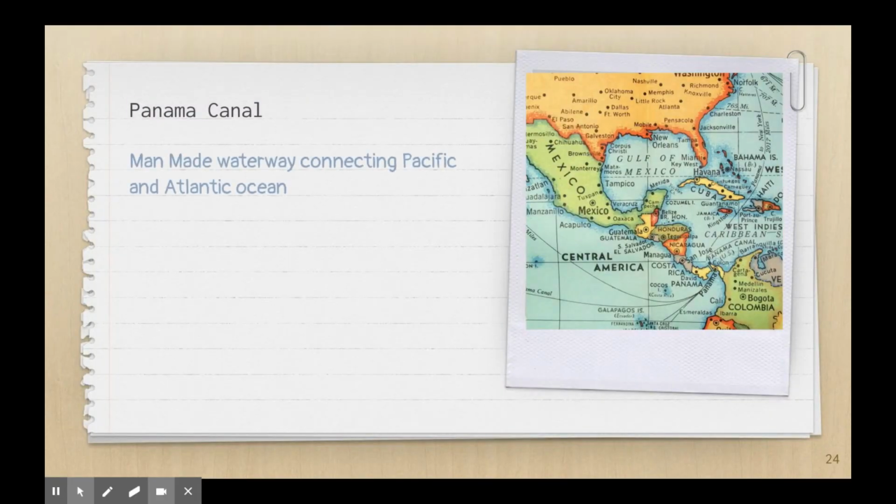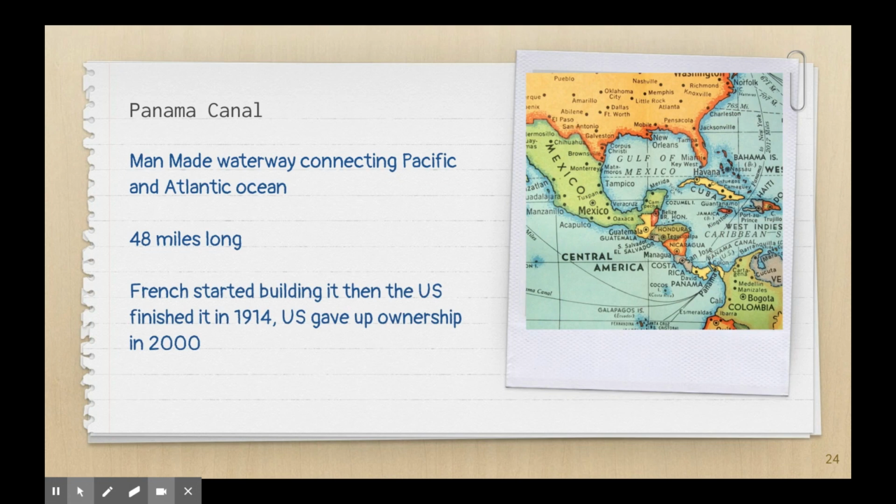The Panama Canal is a man-made waterway connecting the Pacific and Atlantic Oceans. It's 48 miles long. The French started building it, and then the U.S. finished it in 1914, and the U.S. gave up ownership in 2000. It takes 10 hours to travel through all the locks of the canal.